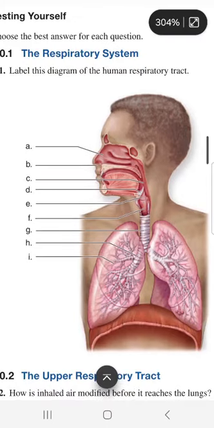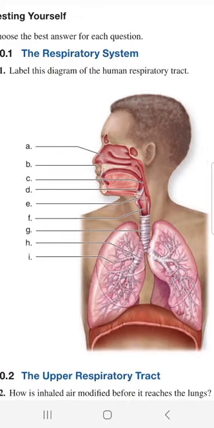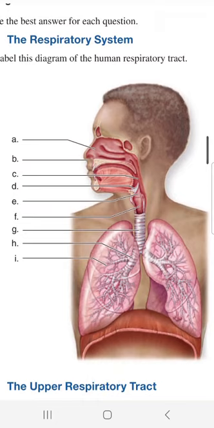A is the nasal cavity, B is the nose, C is the pharynx, D is the epiglottis. As you can see, this is the flap of muscles that covers the respiratory tract when we're swallowing food, so food doesn't end up in your trachea. And E is the larynx, which is your voice box. Actually, F is the larynx, and E will be the glottis, which is basically the hole between your vocal cords.